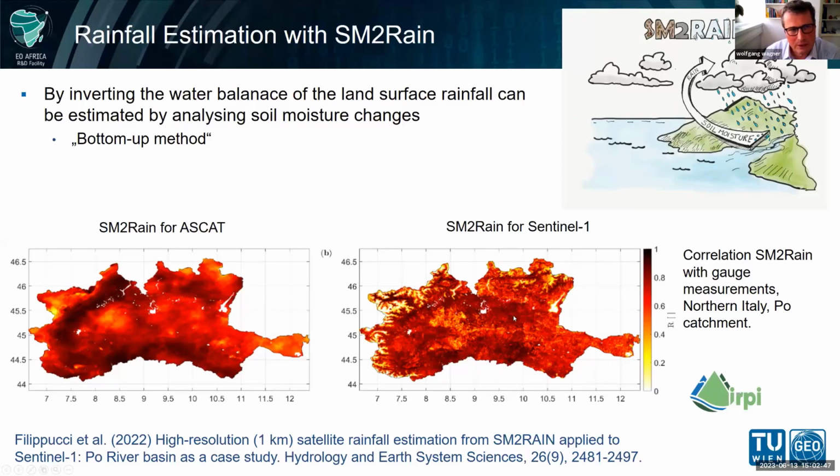But what's certainly very interesting about this SM2Rain 1 kilometer product based on Sentinel-1 is that it's a real 1 kilometer precipitation estimate that you have challenges to get even from ground-based radar observations, not to speak of ground-based observations. So we think there's a lot of possibility to use this kind of product in combination with the other products to get an improved fused precipitation product.